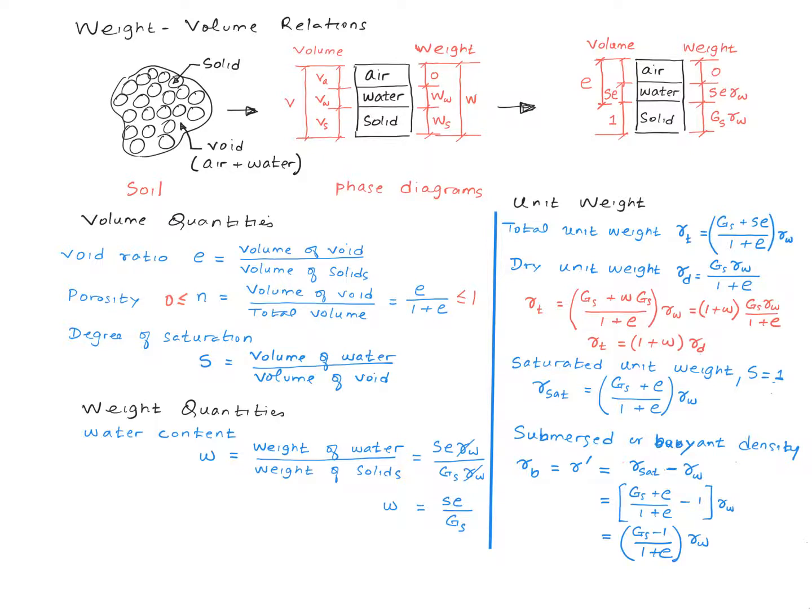Porosity basically lies between 1 and 0, but there is no such restriction for void ratio. So the void ratio can be greater than 1. And it usually happens for very loose clay, like the clay in Mexico City, for example, has a very large void in it, and the void ratio of that soil is extremely high.